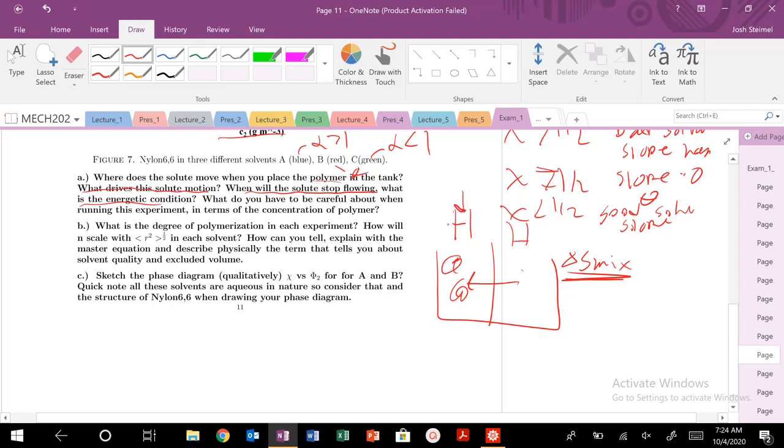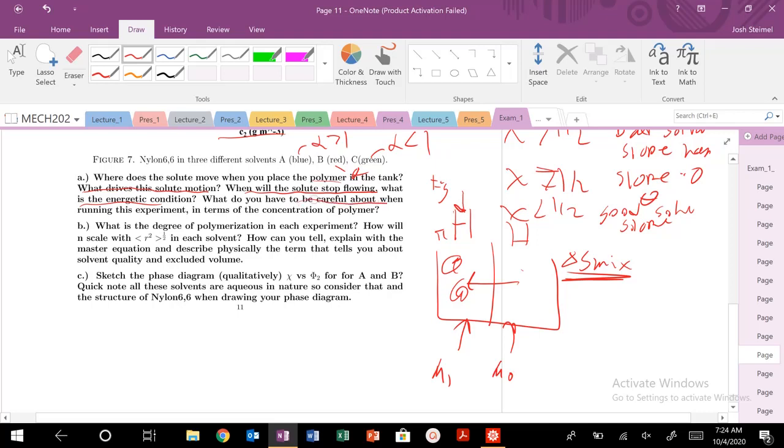Eventually, the osmotic pressure, that driving force, equals the gravitational force, and it stops flowing. That is when the chemical potential on this side, 1, is equal to the chemical potential on this side, the 0 side. So you can go back through the notes and read that out.